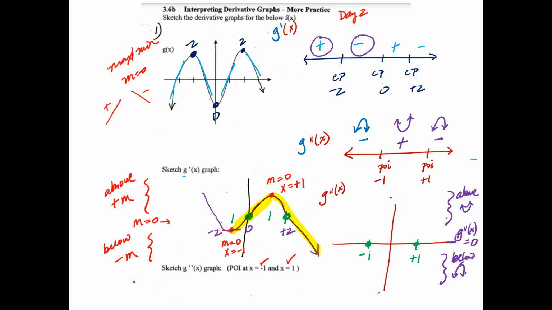So with those things in mind, if you take a look at left of -1, it's concave down, so it's going to be below. On the right side of +1, it's concave down, so it's below. In between, it's concave up, so it's going to go up like that. And that is your graph.